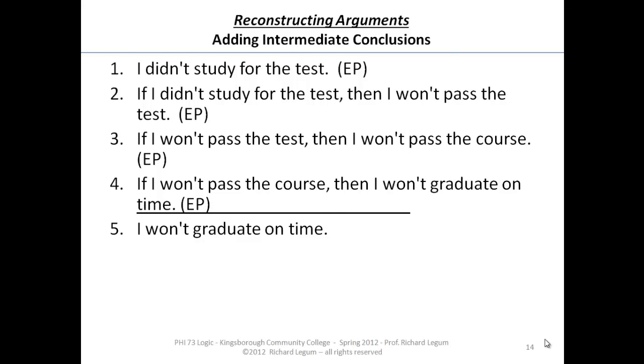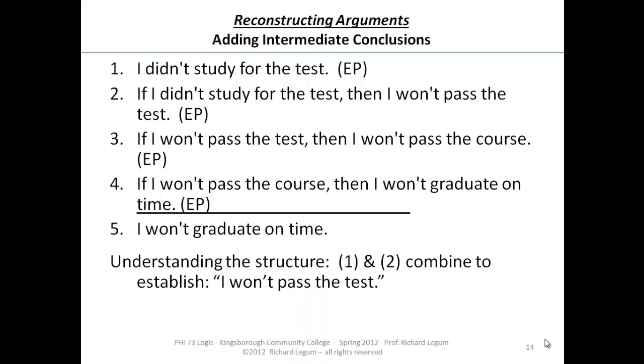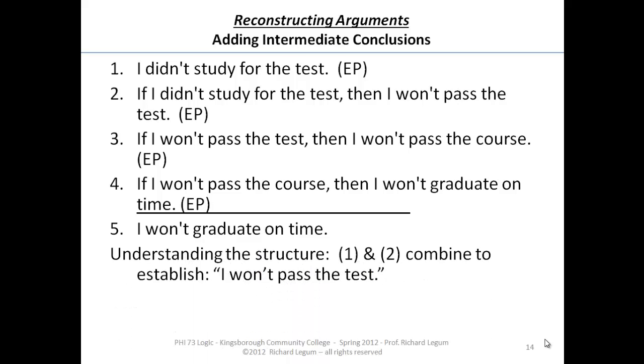Pretty straightforward argument and good reconstruction. Not clear that we need any implicit premises, that there are any missing premises. But to understand the structure of the argument, let's just look at premise 1 and premise 2. If we look at it, premise 1 and premise 2 combine to establish the point that I won't pass the test, right? So what we have here, even though it's not stated, is, before step 3 in this argument, an intermediate conclusion.